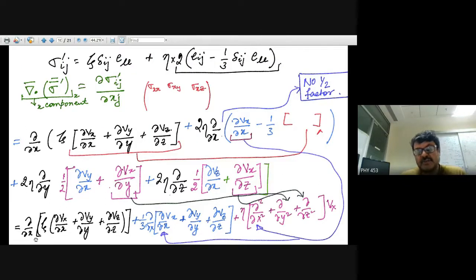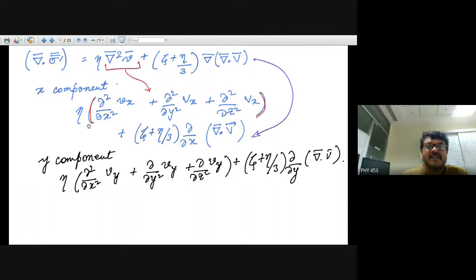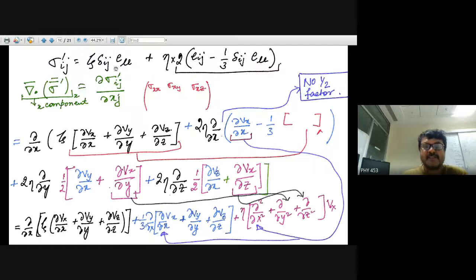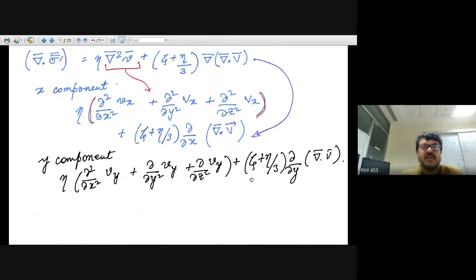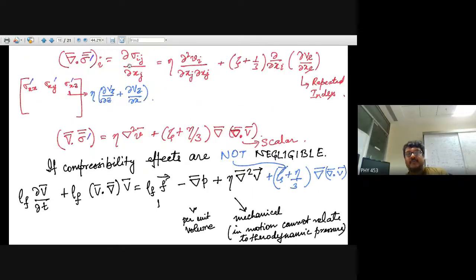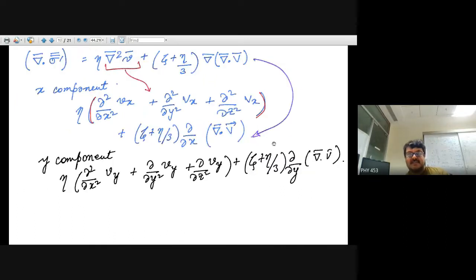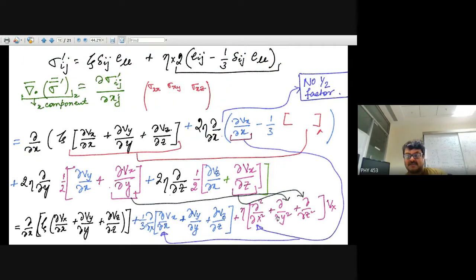So if you just check out the terms, you will get this one. So this, remember, is now written as the vector equation. This was one of the components. We are writing down the x component only. So if you just work this out, you will get this equation. Eta grad square v, which is essentially eta grad square v. This was only x component.